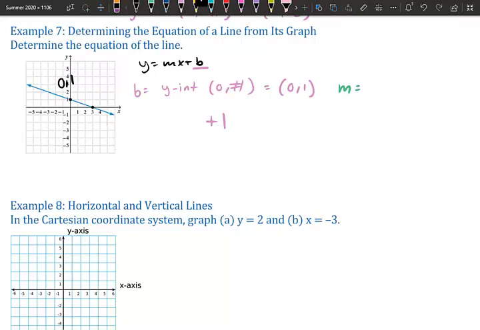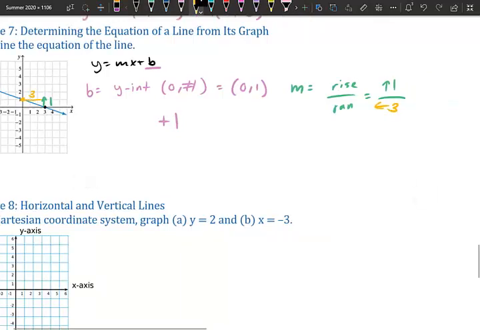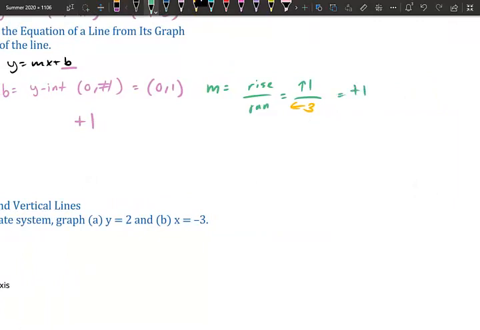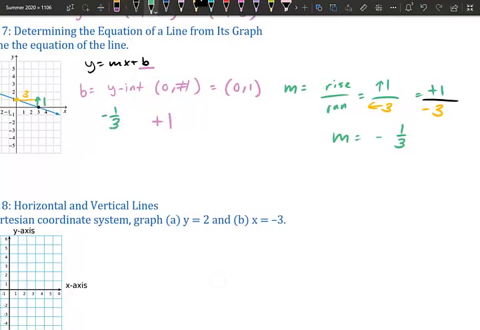Now we need to find our slope. Our slope, we count point to point. Remember, slope is rise over run. So I need to go up 1, and then we go left 3. So 1, 2, 3. Up is positive, so that's positive 1. And left is negative. So our slope is negative 1 over 3. So we just plug it in and fill everything else out. We'll have y equals negative 1/3 x plus 1.